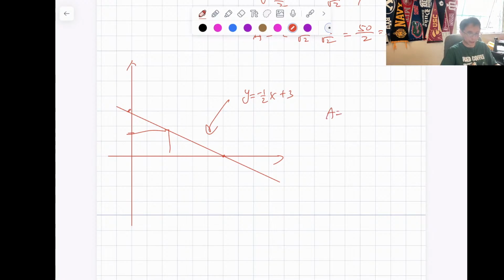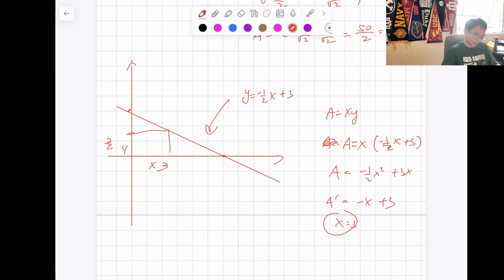And the area is equal to xy rather than 2xy because this is x, this is y. Does that make sense? And the area equals x times negative 1/2 of x plus 3. The area is equal to negative 1/2 x squared plus 3x. A prime is equal to negative x plus 3. X is equal to 3. So if this is 3, this is 3/2. And the area is going to be 3. So, that's a very easy question. It takes like 30 to 40 seconds to do.